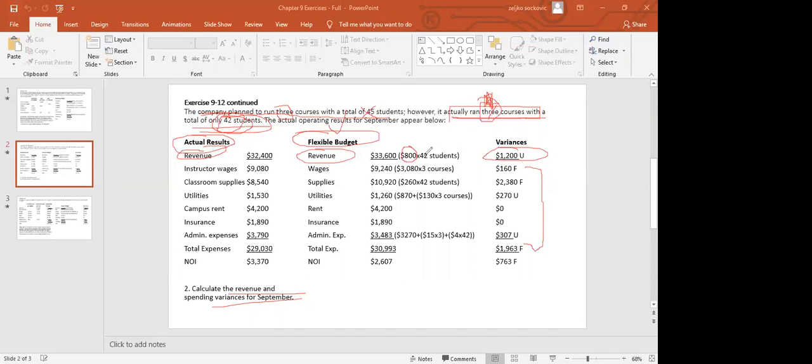So we have 800 times 42 students. We have $33,600. This is how much we should have made. Remember, flexible budget is what should have happened at the actual activity.